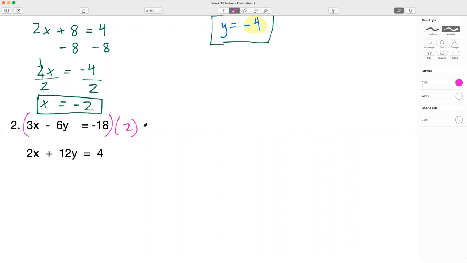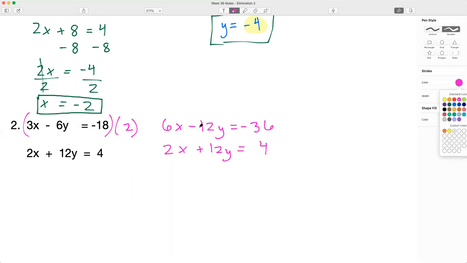So 3x times 2 is going to be 6x. -6y times 2 is going to be -12y. And then -18 times 2 is going to be -36. And it's just multiplying each term by 2, okay, over here. Okay, so now I have 2x still right down here, 2x plus 12y equals 4. And voila, I have opposite coefficients now by using that multiplier in the one equation.